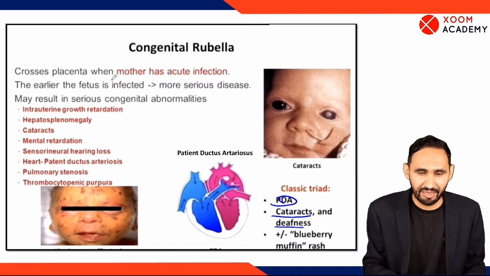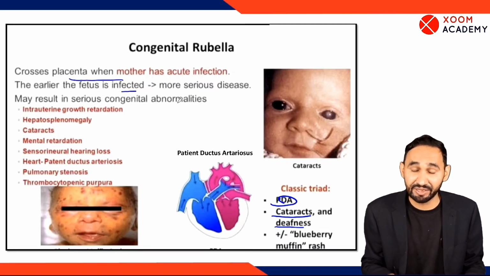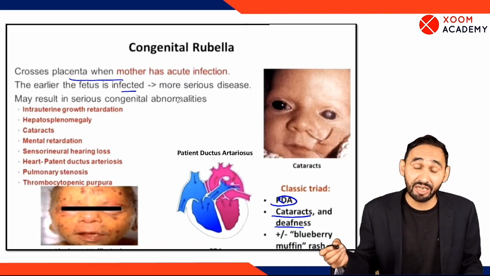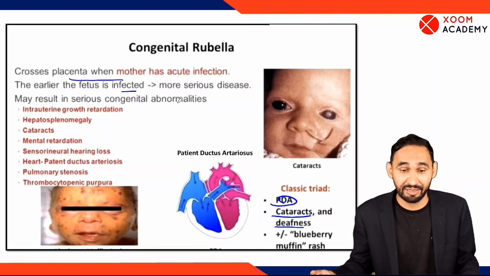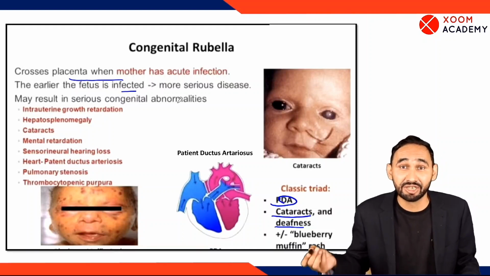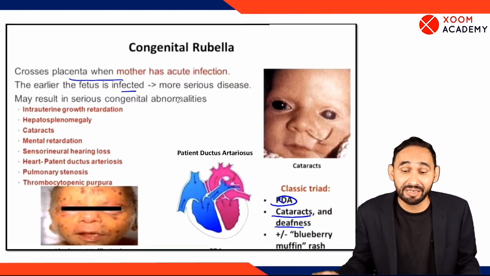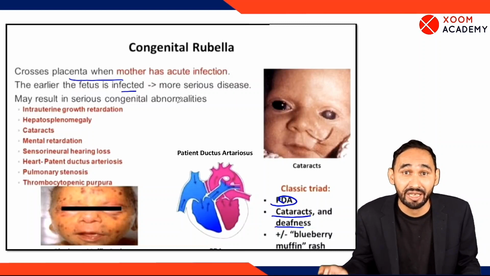So when rubella crosses the placenta, the fetus is infected. When the child is born, he is born with certain congenital anomalies. This is a common university question: a child born with deafness, cataract, and patent ductus arteriosus, and the mother had infection during pregnancy. What is your diagnosis? Your diagnosis will be congenital rubella syndrome.